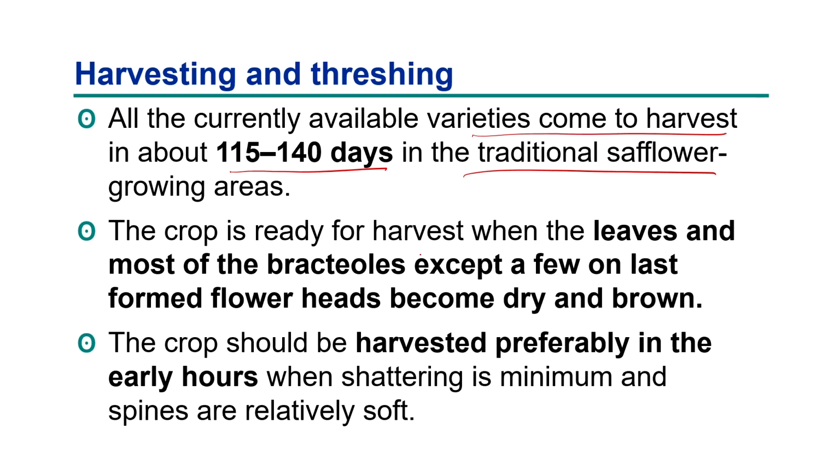The crop is ready for harvest when the leaves and most of the bracteoles, except a few on the last formed flower heads, become dry and brown. The crop should be harvested preferably in the early hours when shattering is minimum and spines are relatively soft. In crops where the seed has a shattering habit, it is advisable to harvest in the morning hours when the plants are moist.